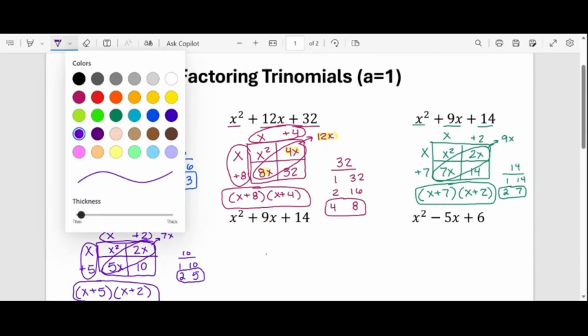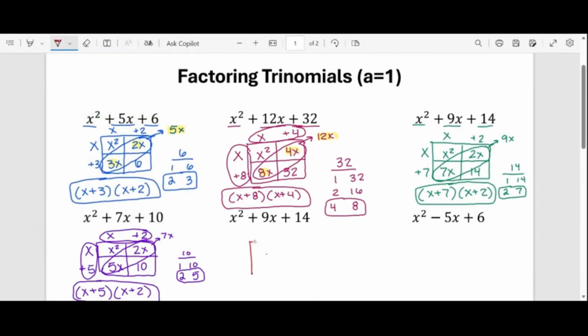Okay, let's keep going. We'll set up our square. The x squared will go in the top. The 9x will go off to the side, and we're trying to multiply to 14. This is one we did before, so you should be able to do this in your head. You'll do x, and then 2 and 7, because you'll get 2x and 7x, which adds up to 9x. So x plus 7, x plus 2.